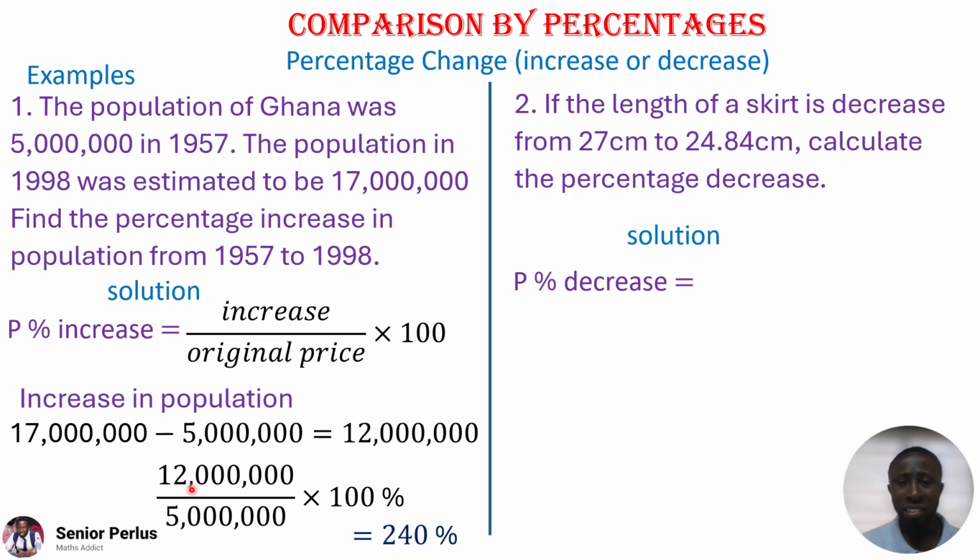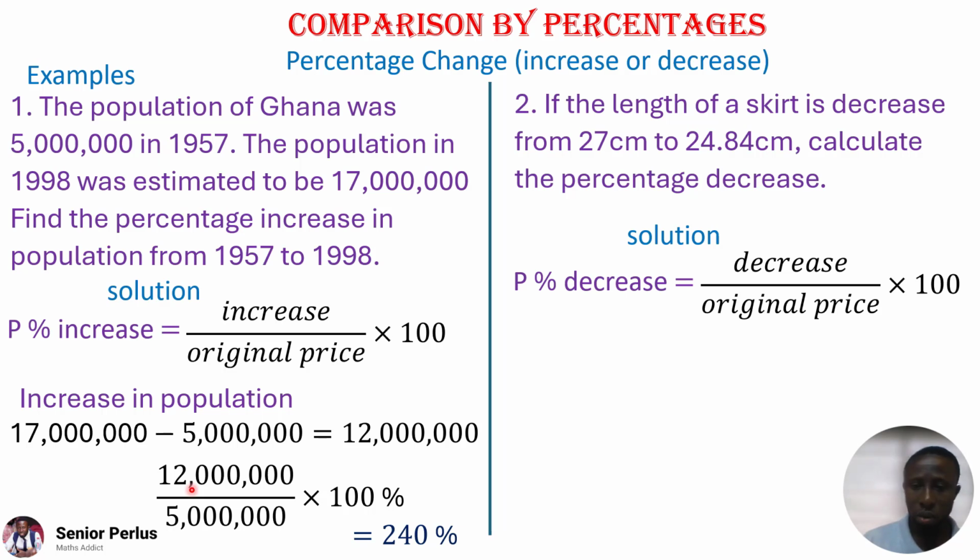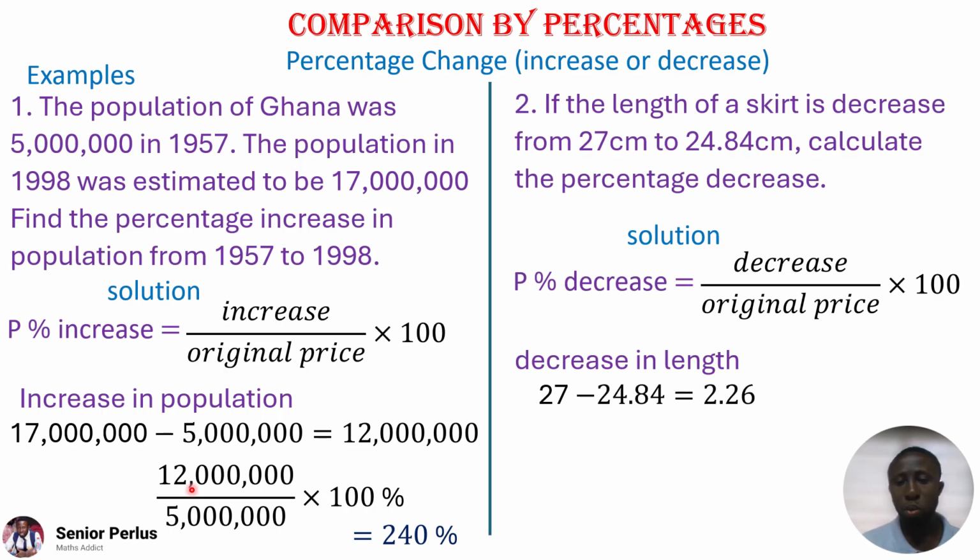So solution. The skirt is decreased from what? 27 to what? 24.84 centimeter. So percentage decrease is the decrease out of the original times 100. So for the decrease, let's subtract the lowest from the highest. So 27 minus 24.84, we get the decrease. This is the decrease, 2.16. But we want it in percentages. That's why we have to express it in percentages.